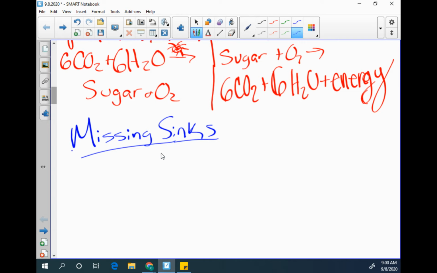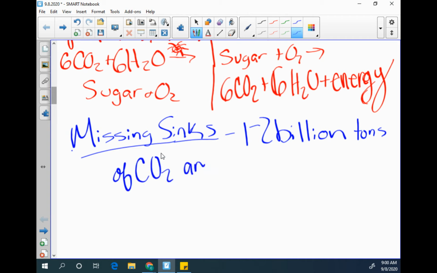We can do a lot of fancy calculations with the amount of carbon that we are putting into the atmosphere, calculating how much fossil fuels we burn, using the amount of people and organisms to calculate the rate of cell respiration and photosynthesis. But 1 to 2 billion tons, that's billion with a B, of carbon dioxide are unaccounted for. Meaning we know we put this much carbon dioxide into the atmosphere, but it's not all in the atmosphere. But we don't know what sucked it up.